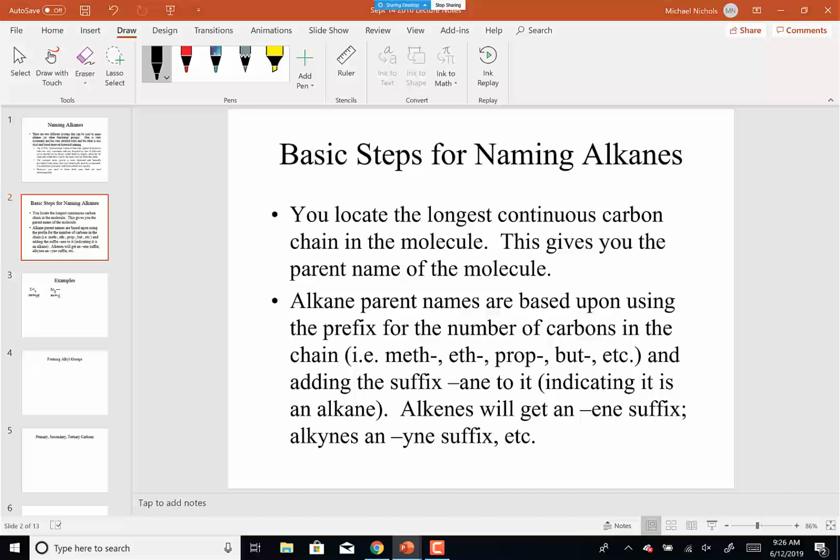And the reason that these molecules are ANE, so the reason it's a butane or a hexane, the ANE suffix on the name tells us, okay, that's an alkane. It's a carbon with only carbons and hydrogens and single bonds. When we get to double bonds, it'll become an ENE because that says you have a double bond. And if you have a triple bond, it'll become a YNE to say, okay, you've got a triple bond. So that's the first thing.